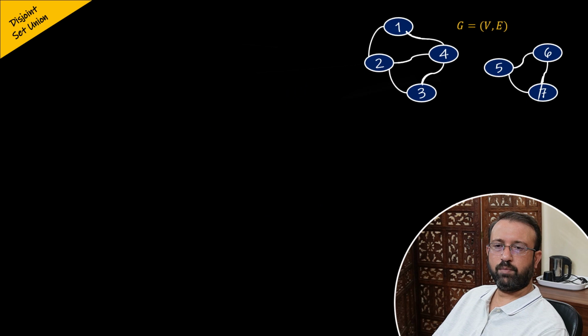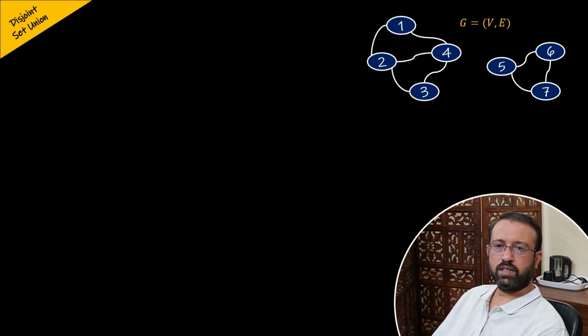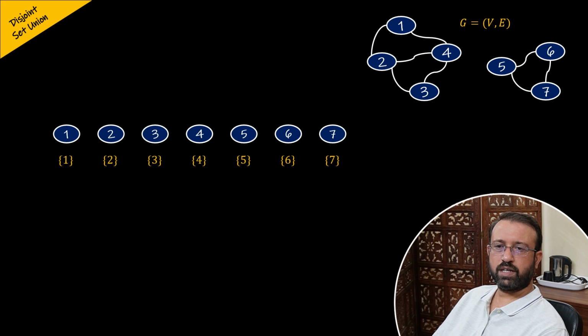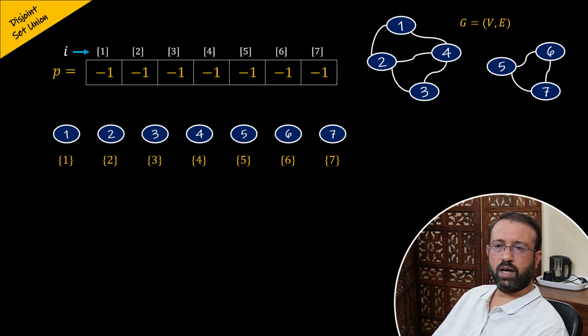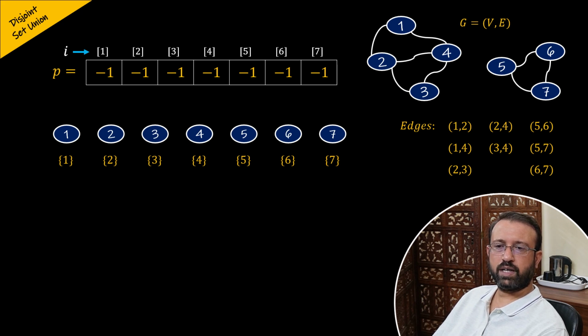Initially, we have an empty set. Now, since we have 7 vertices, we will create 7 disjoint sets, each containing one vertex. We will also have a parent array P where all the elements are initialized to -1. Then we will perform union operation on sets if there is an edge between the vertices and the vertices are not in the same set.